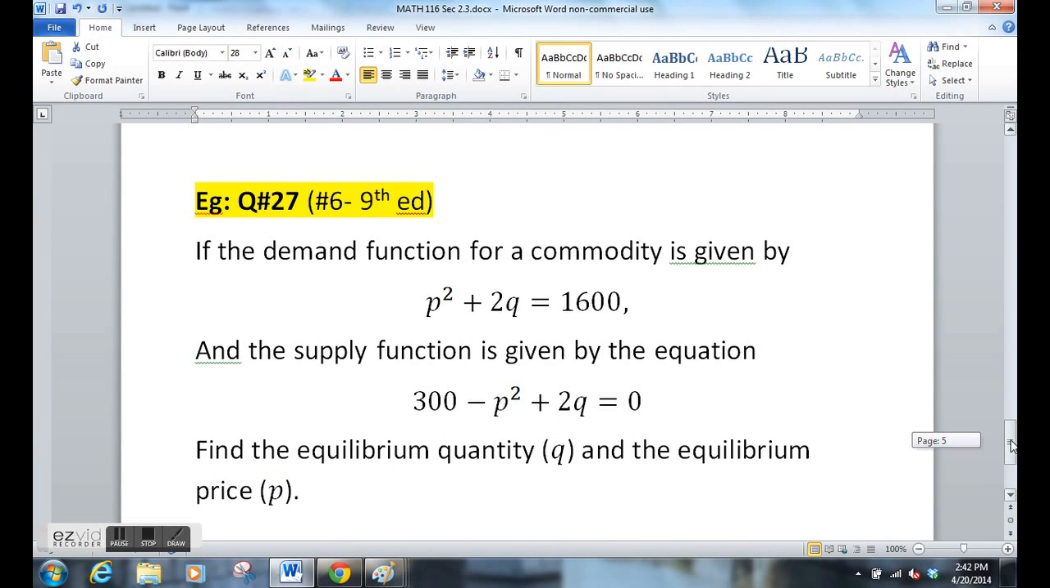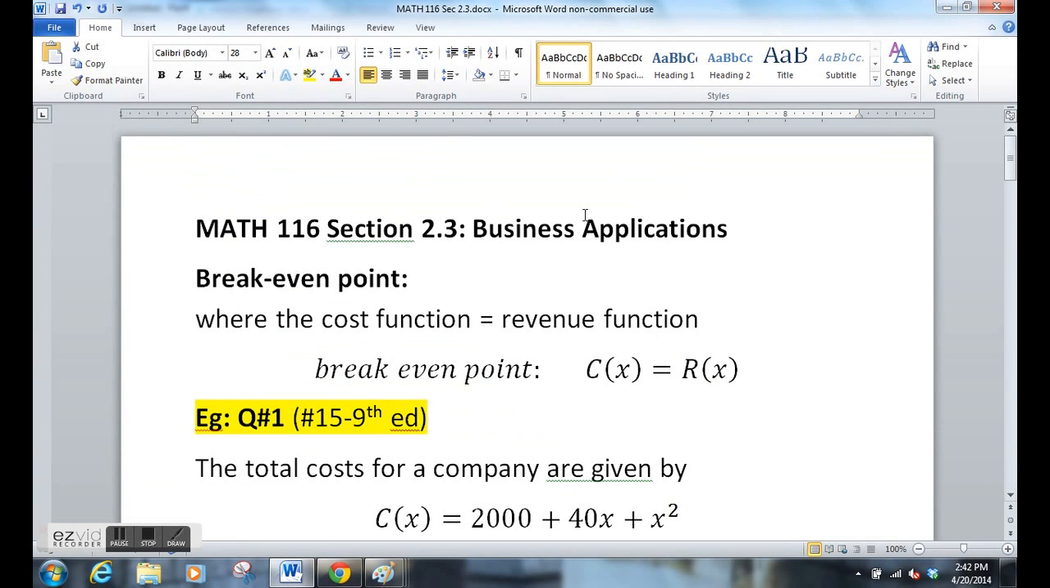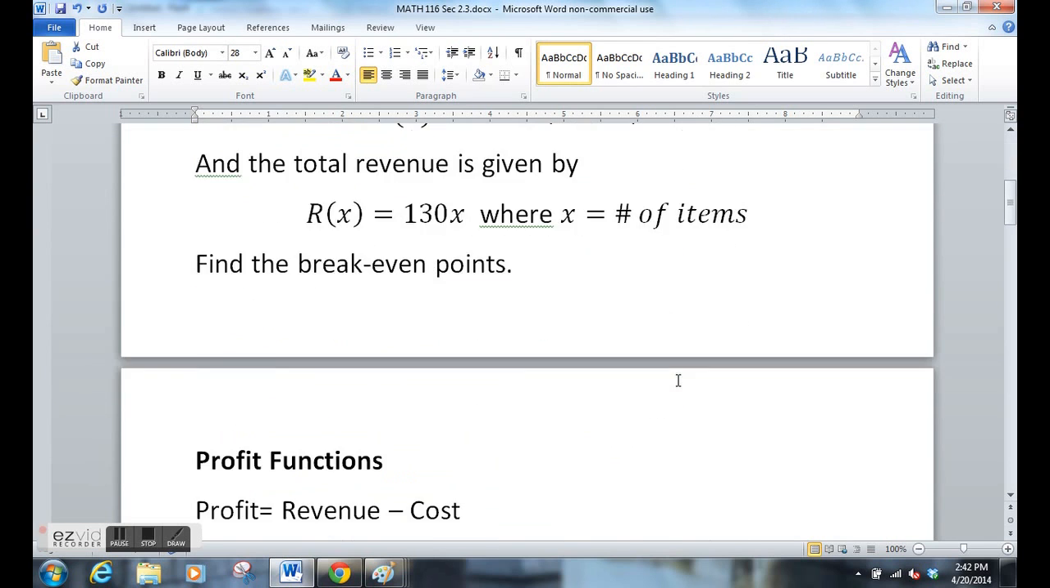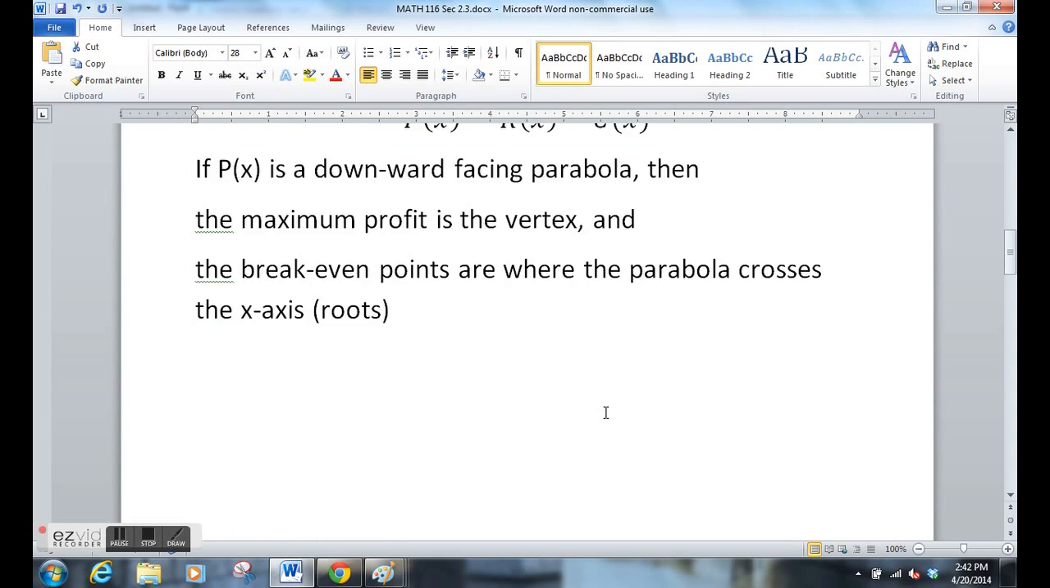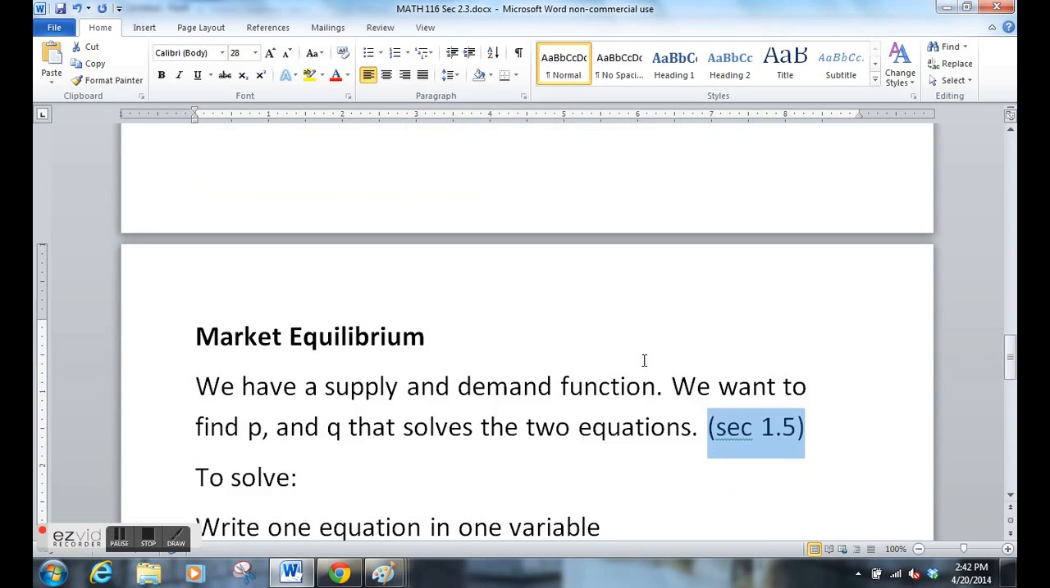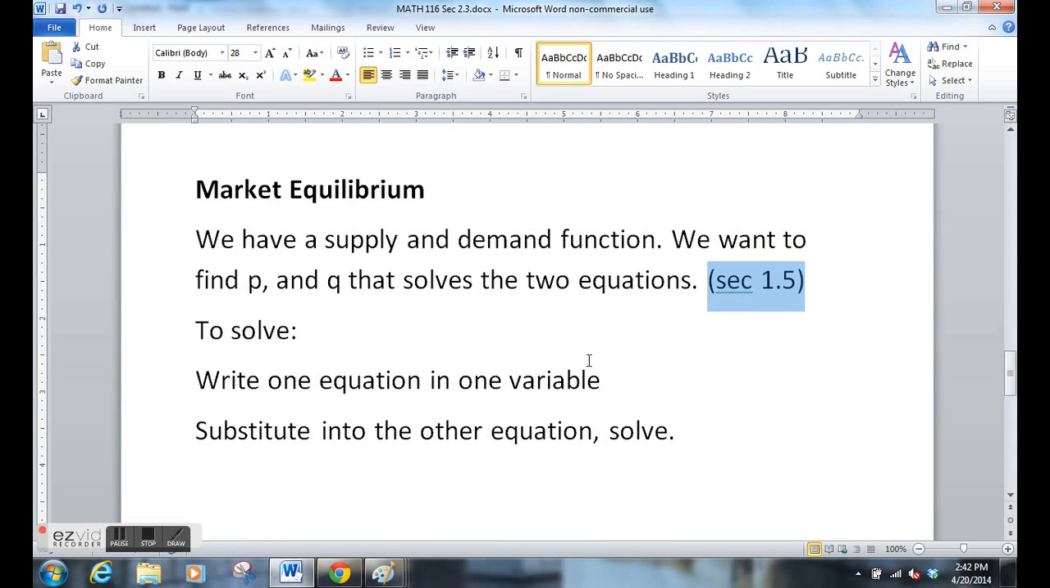Here they are, the three types of questions we did in this section. We found the break-even point, so you're letting the cost equal the revenue. Profit functions, so you take the revenue minus the cost, and then you can maximize the profit by looking at the vertex, assuming it's a downward-facing parabola. And then finally, we had the market equilibrium problems, which is where you want to find the P and Q, the price and the quantity that makes the system of two equations work.